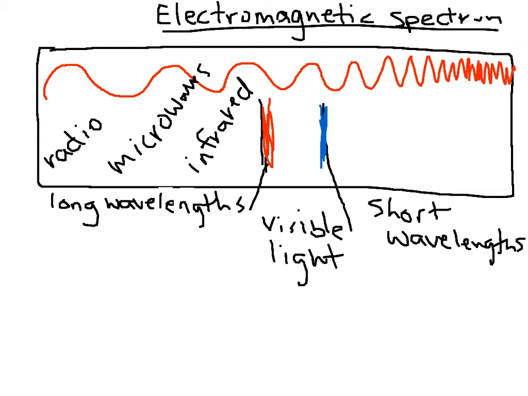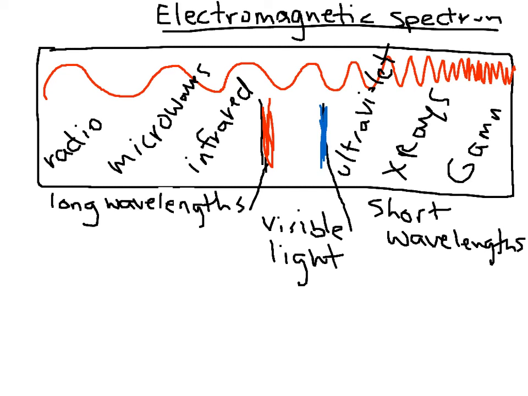All right, and then on this side we get ultraviolet, X-rays, and gamma radiation. Extremely short wavelengths, extremely high energy. So gamma rays. So short wavelengths. This has very low energy, and very, very, very high energy on this side.